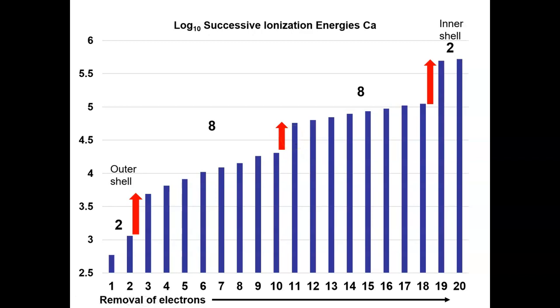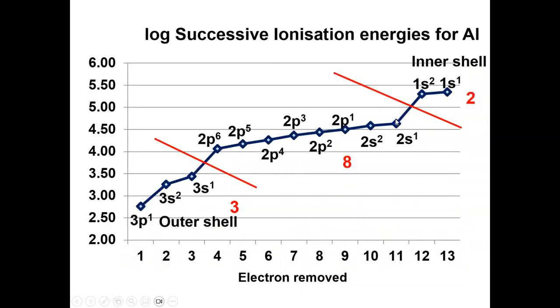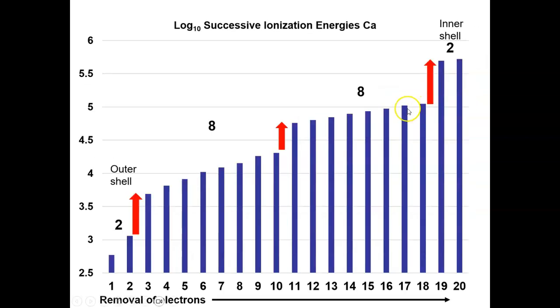And remember, this is 2p6, 2p5, 2p4, 2p3, 2p2, 2p1. Slight increase to 2s2 and 2s1. I'm sorry, I've done that wrong again. Let me find that back. A slight increase, 2s2 and then 2s1. And then we've got another big jump as we go to the innermost, closest, the last two electrons, numbers 19 and 20.